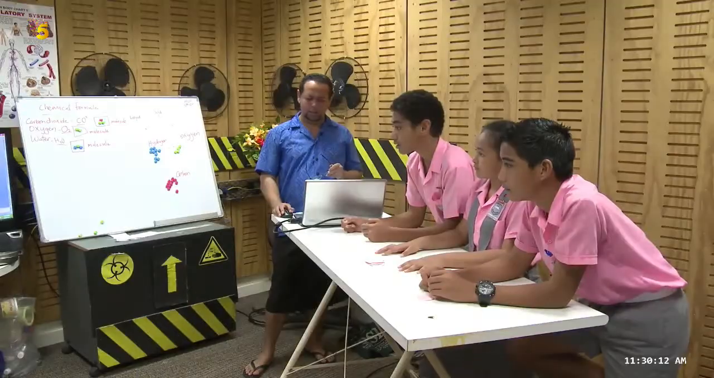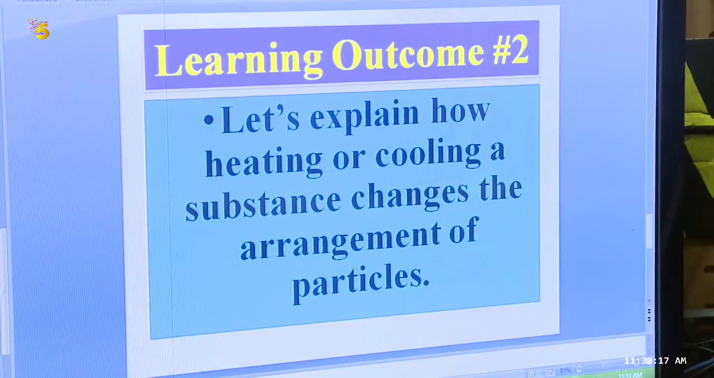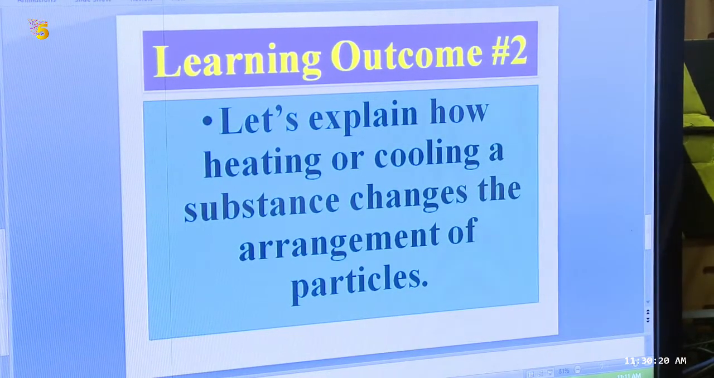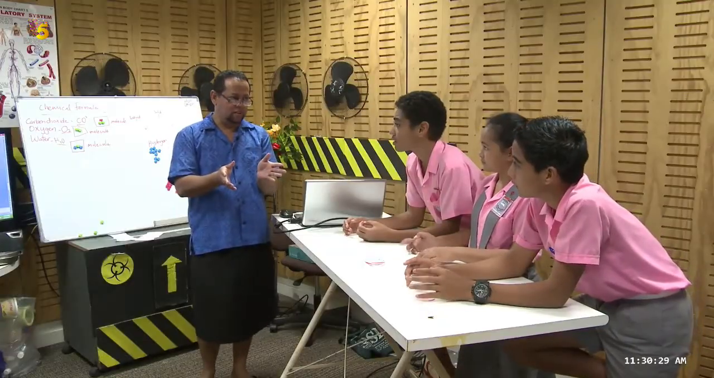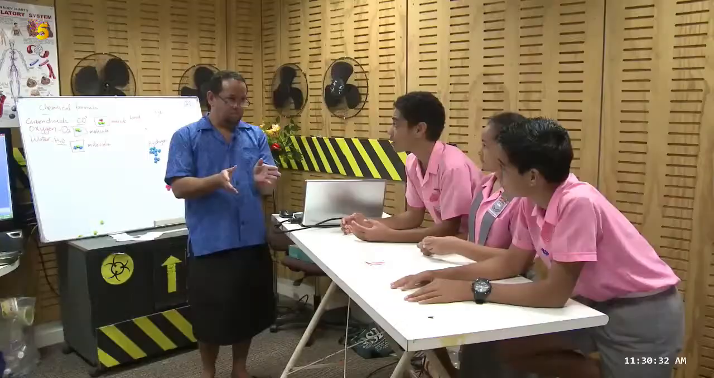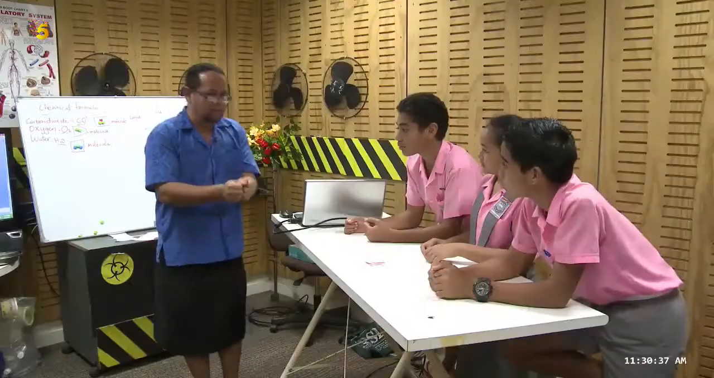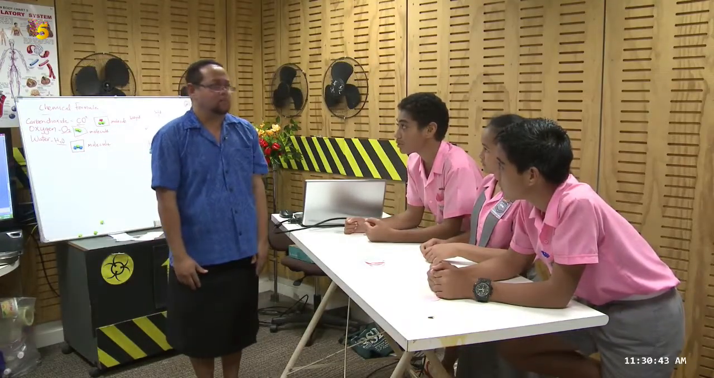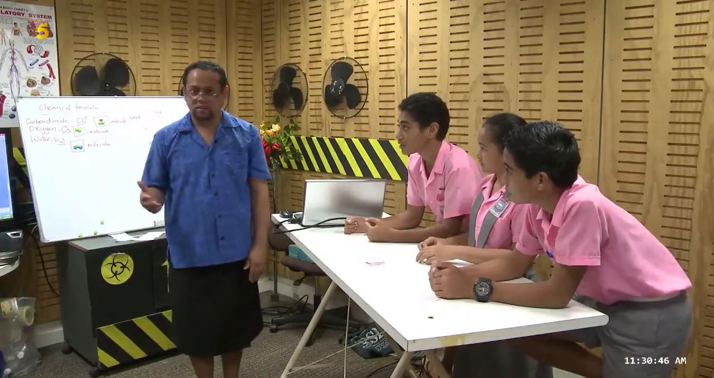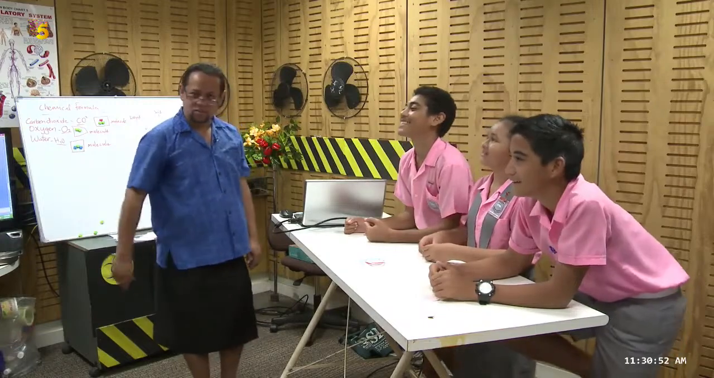Okay, then we come to the second learning outcome. Let's explain how heating or cooling a substance changes the arrangement of particles. So, particles, how do they behave? They expand. Separate if it's ice. Change into another matter. And also they what? Collide. They squeeze, but they remain in the same position. They move. Stick together. A word starting with the letter V. They vibrate. They vibrate, that's the word.